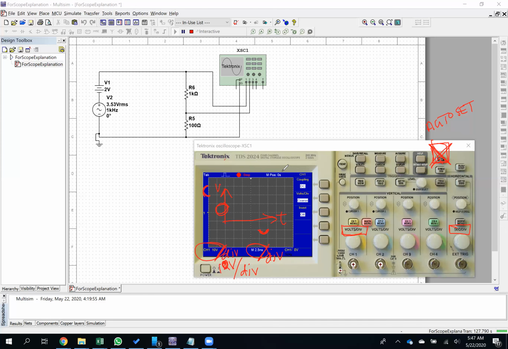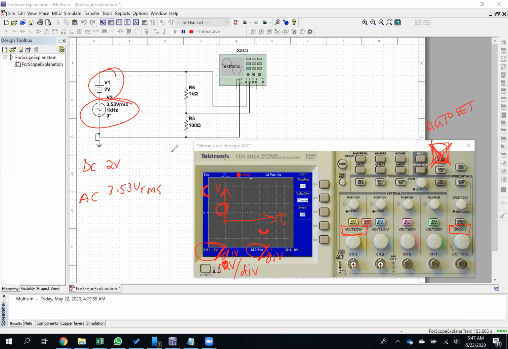So I need to decide what to set the volts per division and the seconds per division scale to. And how I decide that is I look at my waveforms. So here's my AC waveform, and there's my DC waveform. DC, it's 2 volts. AC, it's 3.5 volts RMS. Okay, so that's the RMS value.